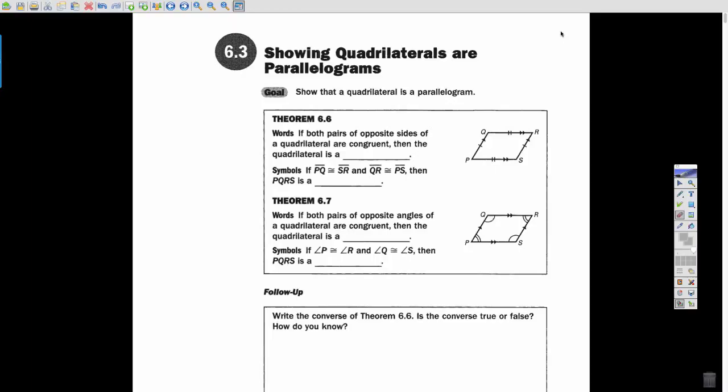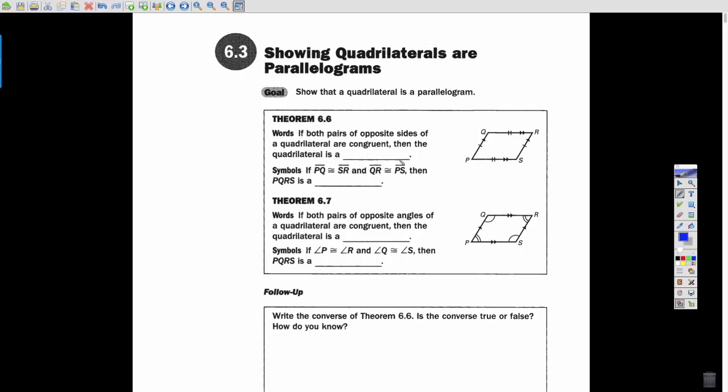In the last unit, we studied the properties of quadrilaterals. In this unit, we're going to see, if we're given a quadrilateral, a figure with four sides, what information do I need so that I can conclude and prove that the given quadrilateral is a parallelogram? So let's take a look here.